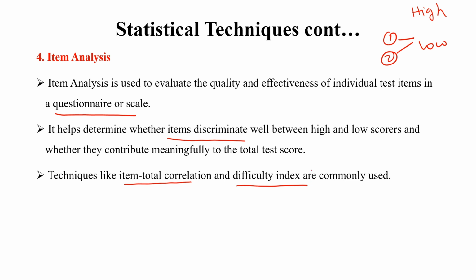Difficulty index is how difficult a certain item is. It ranges from 0 to 1. If many individuals are answering the item correctly, the item difficulty will be towards 1, which means that the item is very easy. And if it is towards 0, it means that the item is very difficult. So item discrimination, difficulty, and total correlation all come under the item analysis concept.